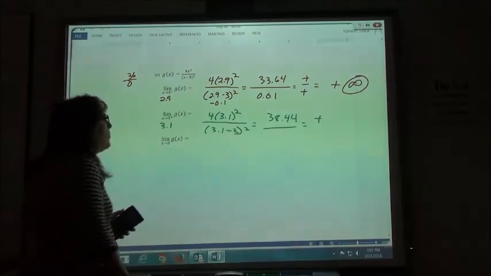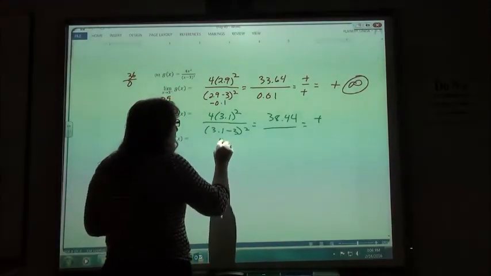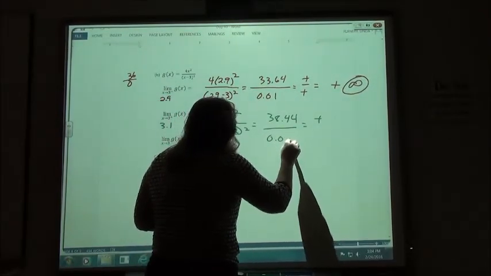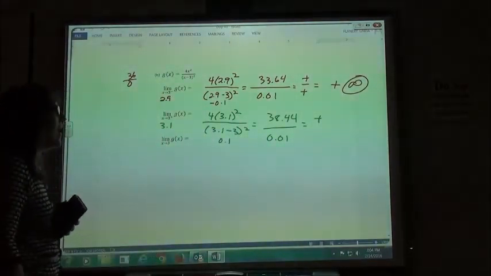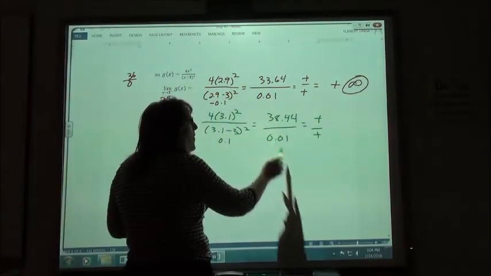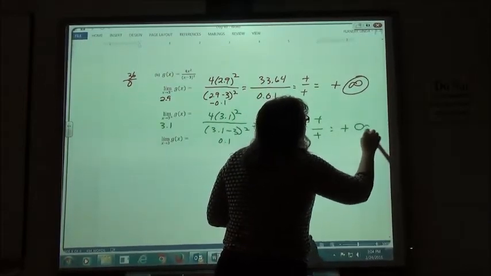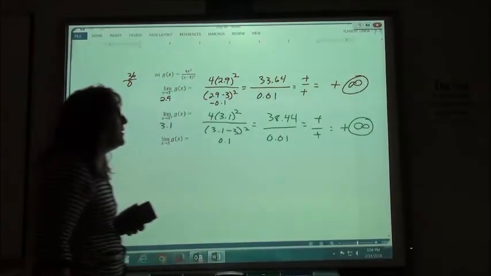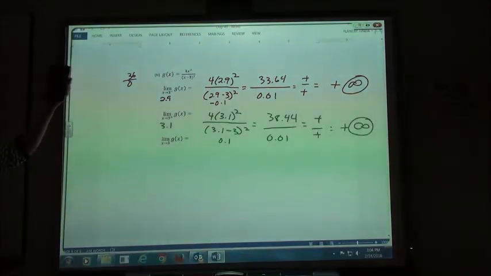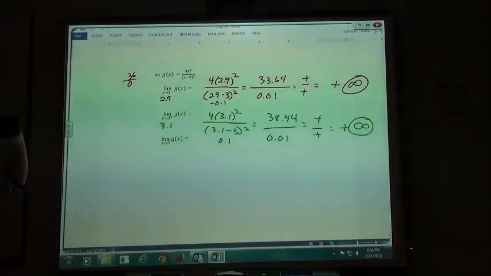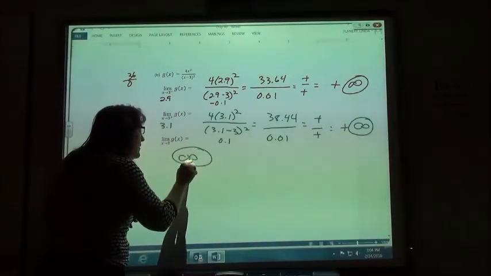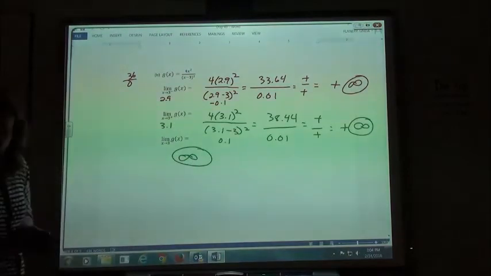Same thing on the bottom. 3.1 minus 3 would be 0.1, and when you square that, it's going to stay positive. It happens to be 0.01, not that that's important. I'm going to have a positive over a positive, which means I have positive infinity for my limit. So, as I approach from the left-hand side, my limit was positive infinity. As I approach from the right-hand side, my limit is positive infinity. That means my limit does exist. If I could write, it would be positive infinity.